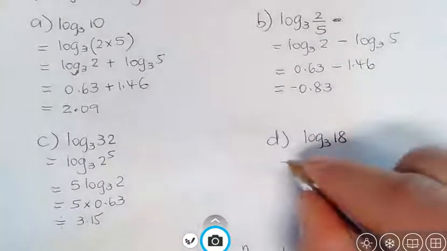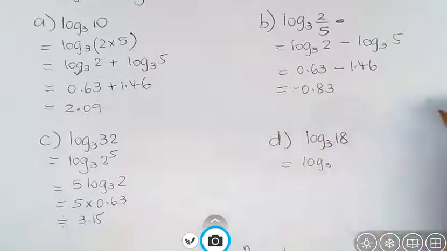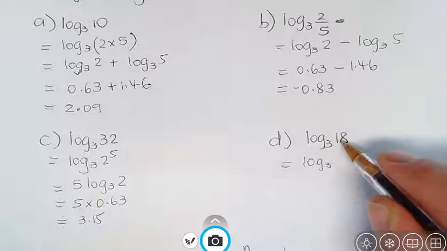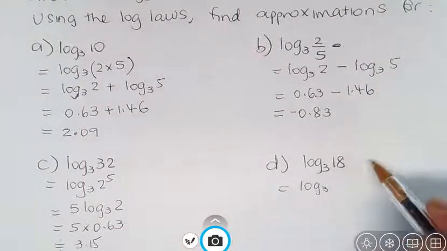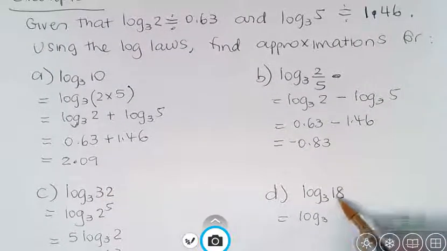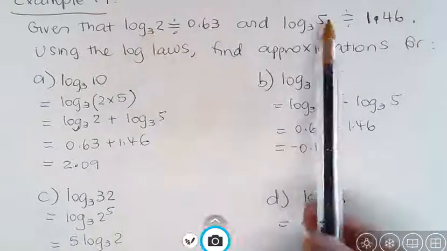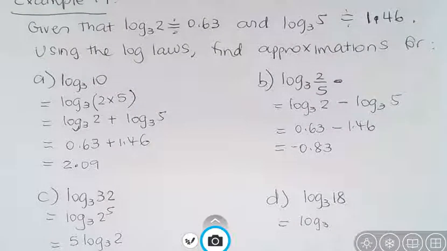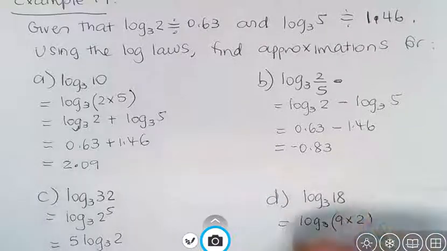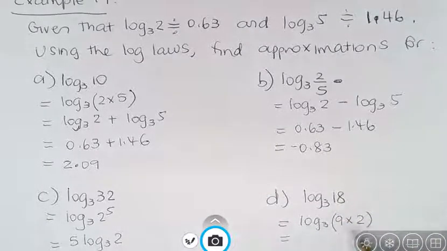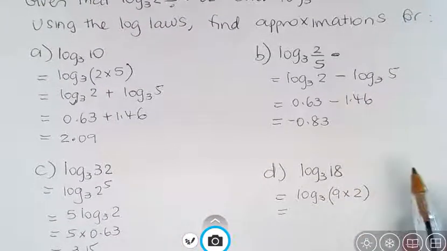And the last one, log to the base 3 of 18. Well, our only choices for 18 would be 9 times 2 or 3 times 6. Now we know what log to the base 3 of 3 is, but we don't know what log to the base 3 of 6 is. So the 3 times 6 option will not work. So you can try log to the base 3 of 9 times 2. The reason that this is good is we know log to the base 3 of 2, but we also know that 9 is 3 squared.